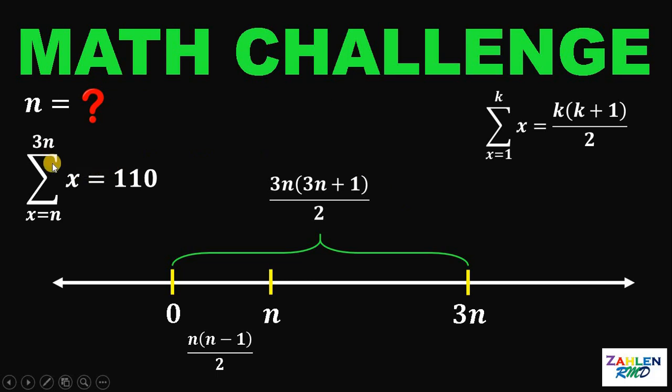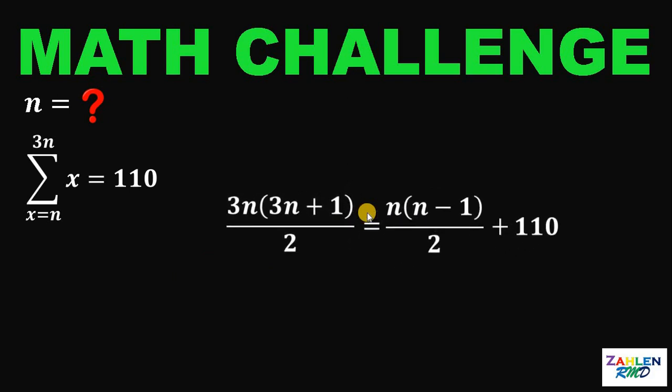Now take note that we know the sum of x as x goes from n up to 3n must be 110. Therefore, if we get the sum from n up to 3n, we get 110. Now we have an equation that says that if we add n times n minus 1 divided by 2 plus 110, we get 3n times 3n plus 1 divided by 2. Now we can solve for the value of n.